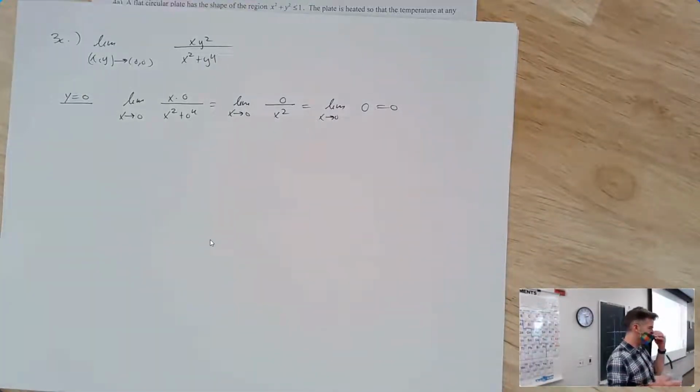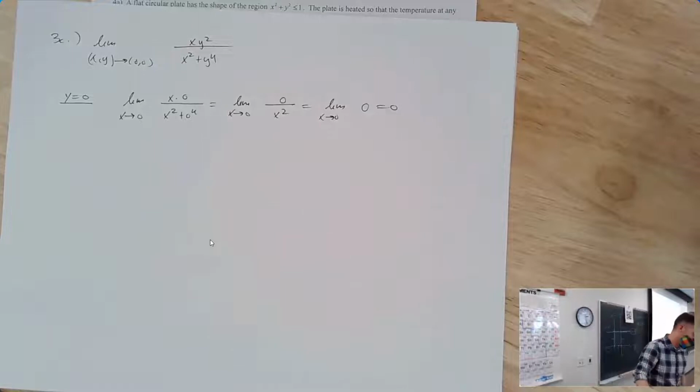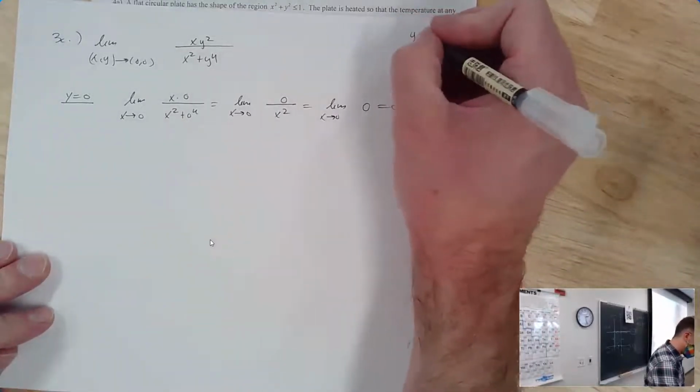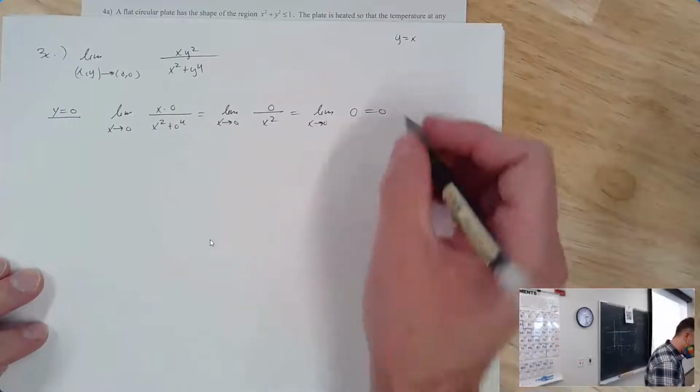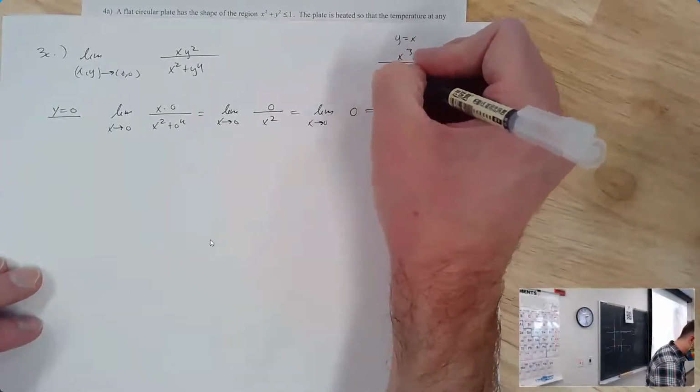So now I just need to find another path where the limit's not 0. And I'm pretty sure that y equal to x is not going to work out so well. If I pick y equal to x, let's just think about what happens. I'm going to get x cubed on top and x squared plus x to the fourth on the bottom.